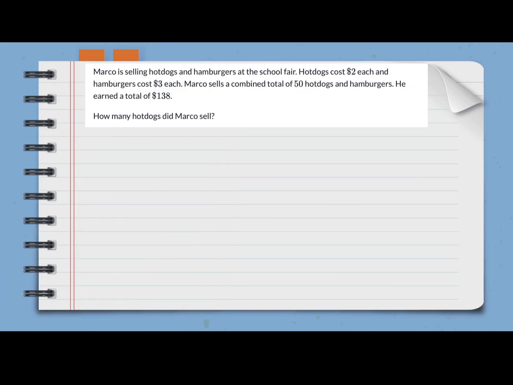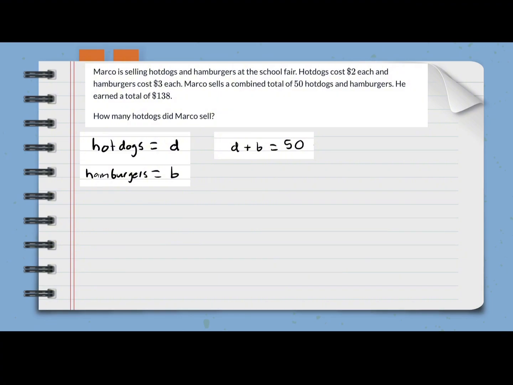Okay, so when we do the math, we need two variables. I chose D and B for hot dogs and hamburgers. You can use X and Y, A and B, whatever works for you. So, because hot dogs cost $2 and hamburgers cost $3, and he sold a combination of 50 hot dogs and hamburgers, we can set up these two equations here. So, hot dogs plus burgers equals 50, because we don't know how many of each he sold. And then that is the price per hot dog and hamburger with the total amount of money he earned.